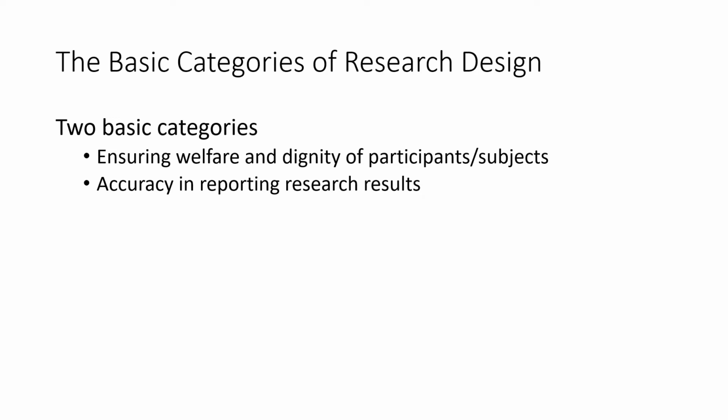That is why one of the main ethical guidelines is that journal articles and results are reported accurately, so that lying or deception does not occur in the reporting of results. And then this top one is the one I've been talking about to this point, is ensuring the welfare and dignity of the participants and subjects.